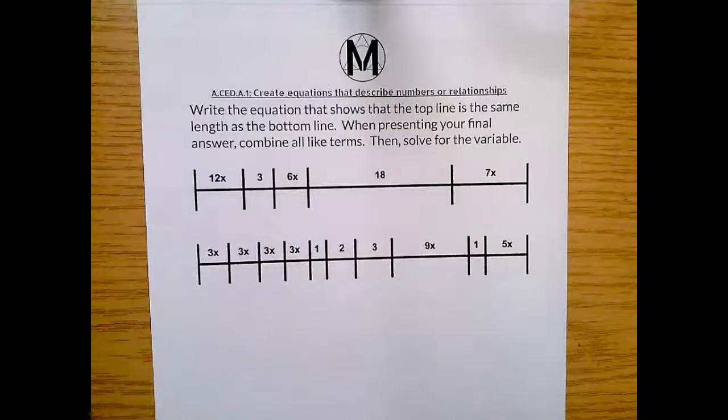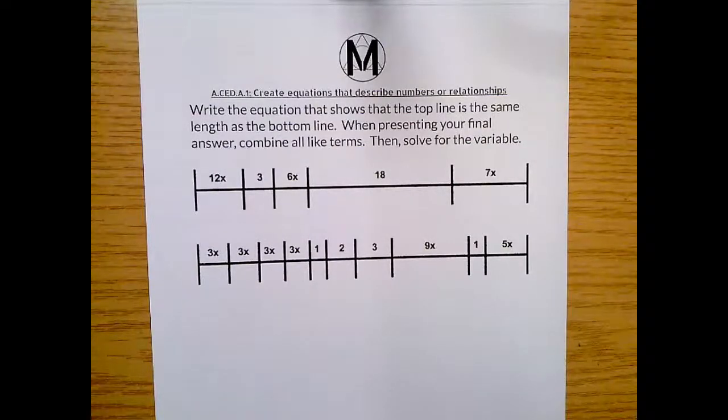All right, let's do some Mathity-Math. It says write the equation that shows the top line is the same length as the bottom line. When presenting your final answer, combine all like terms. Then solve for the variable. Okay, so there's a couple parts to this. Let's take it step by step.